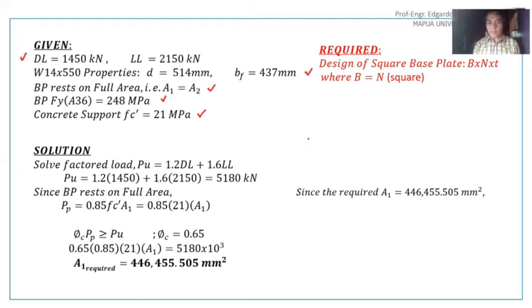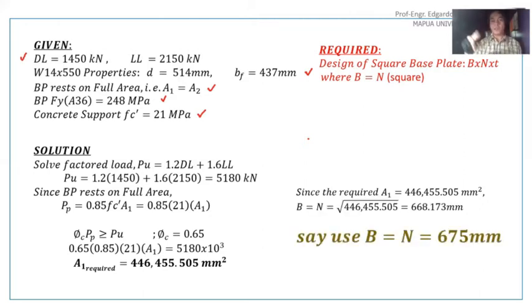Okay, so using that minimum area, just get the square root of that area to come up with the dimension of the B and the N. And the B and the N is 668.173, so you just round it up. So I round it up to 675. Now, sa exam natin, to make our answers uniform, ang gagawin na lang natin is for the dimension of the B and N, round it up to multiples of 25 millimeters para pare-pares tayo pagka nag-round up.